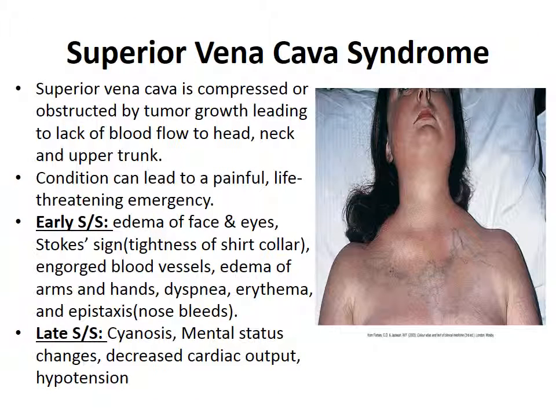Superior vena cava syndrome. Superior vena cava syndrome occurs when the vena cava is compressed or obstructed by tumor growth, leading to a lack of blood flow to the head, neck, and upper trunk. This condition can lead to a painful, life-threatening emergency.